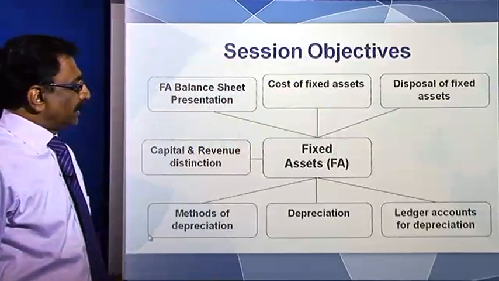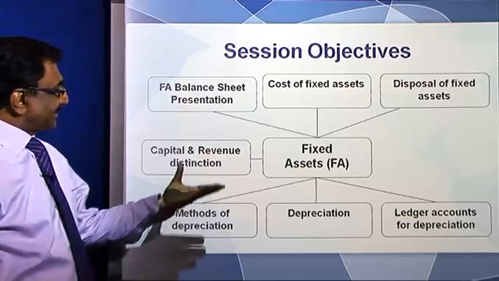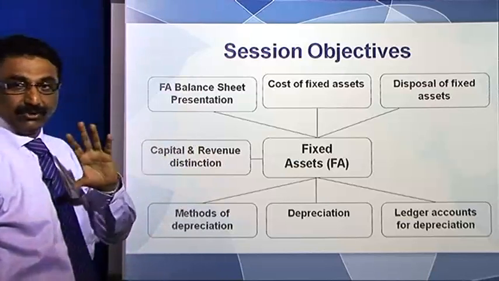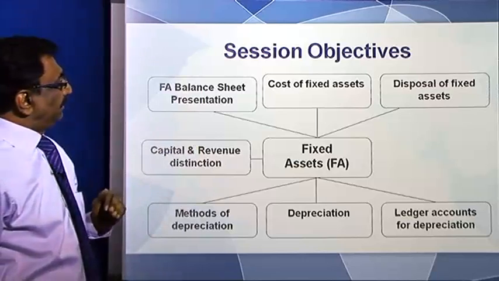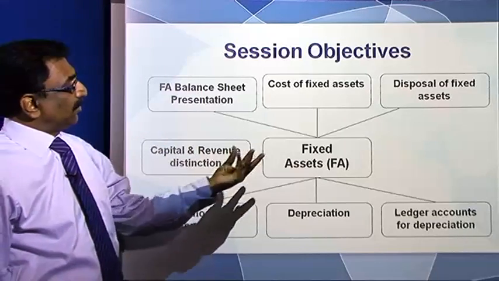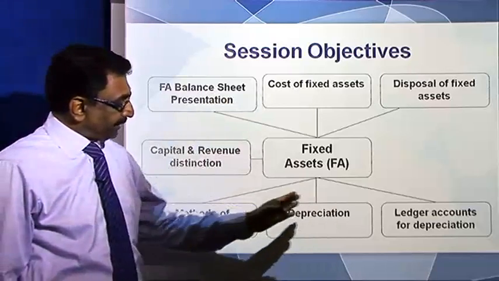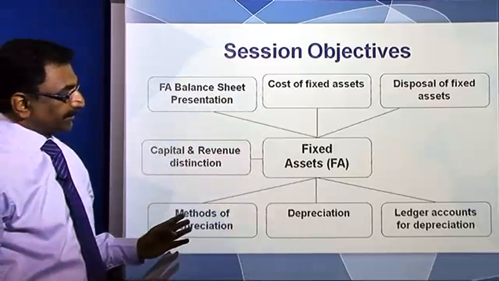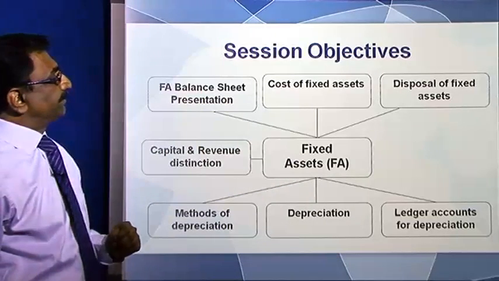The scope of our discussion would be to look at fixed assets and understand what capital and revenue mean in terms of income and expenditure. We will also look at how to arrive at the cost of fixed assets. We will see the concept of depreciation, the methods of depreciation and how the accounting entries for depreciation are passed.